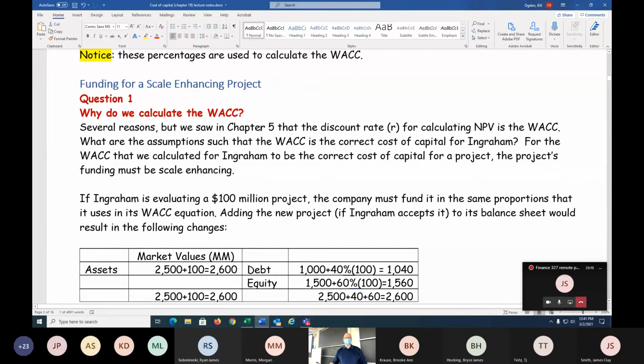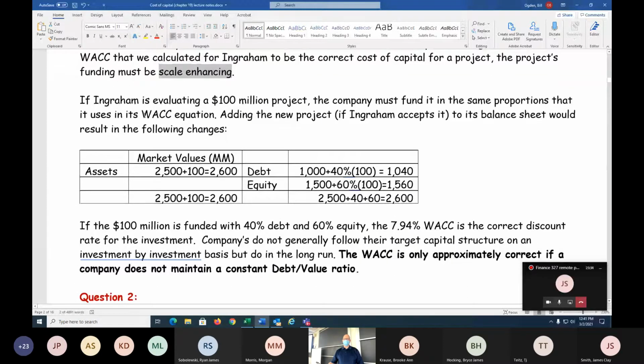Okay, so several reasons we saw in Chapter 5 that the discount rate is the WACC. What are the assumptions such that the WACC is the correct cost of capital? And for the WACC that we calculate in Ingram to be the correct cost of capital, the project's funding must be scale enhancing. I don't know if you see those words in your book or not, but maybe in different words they're there. Okay, so let's say that Ingram is evaluating a $100 million project.